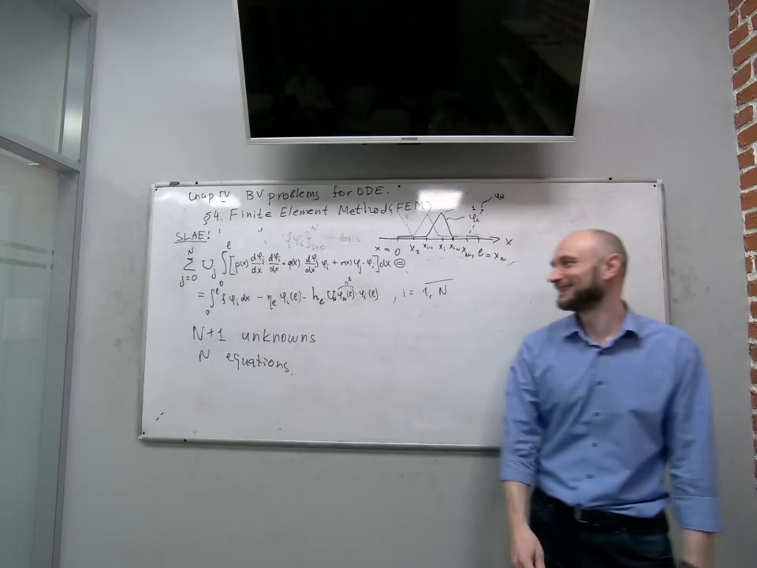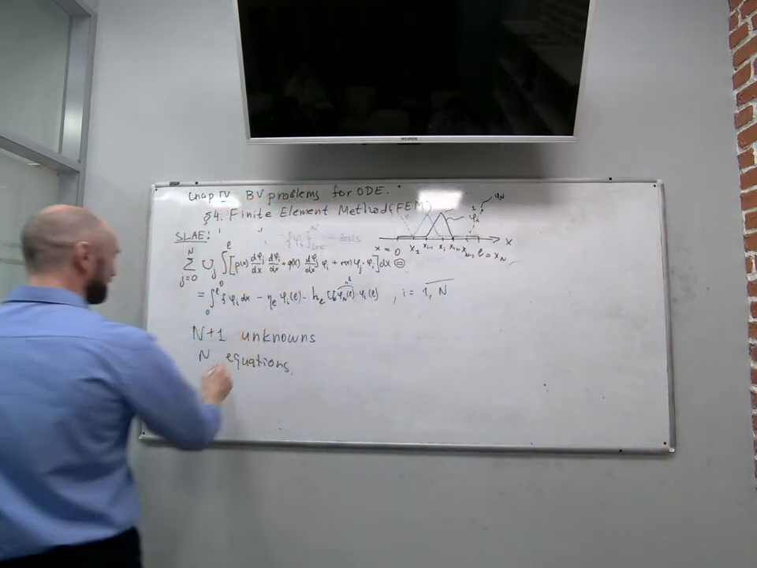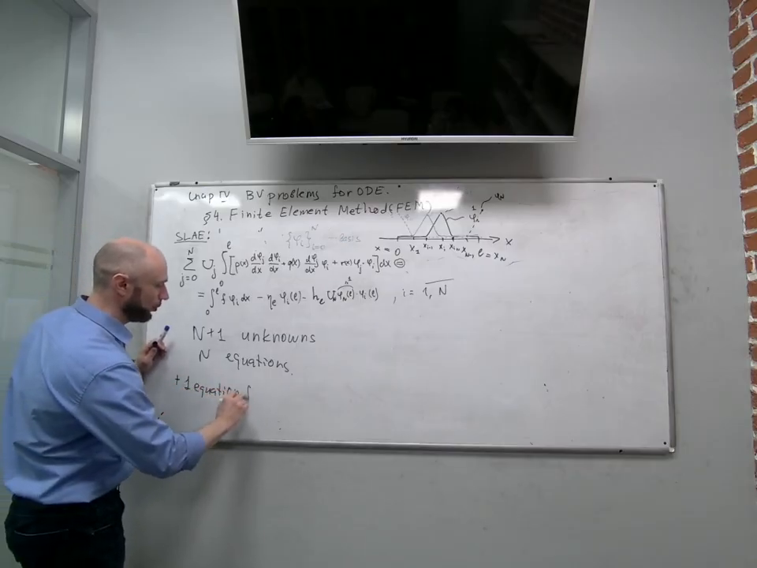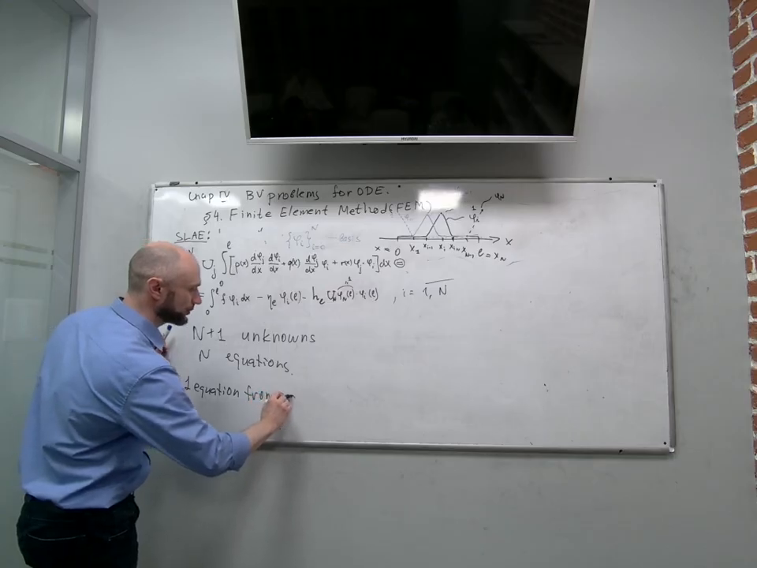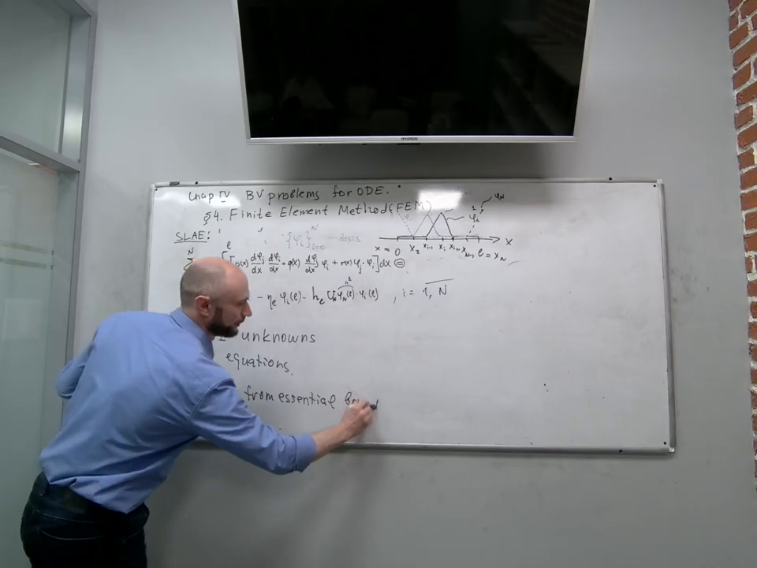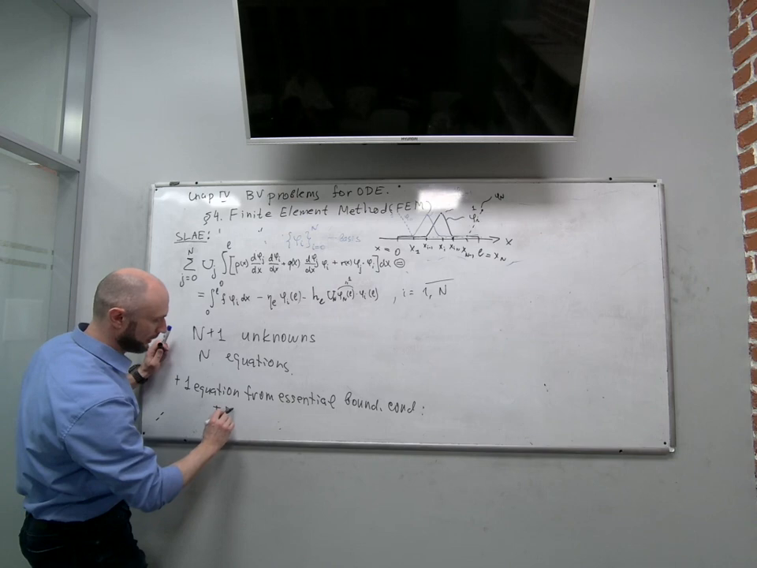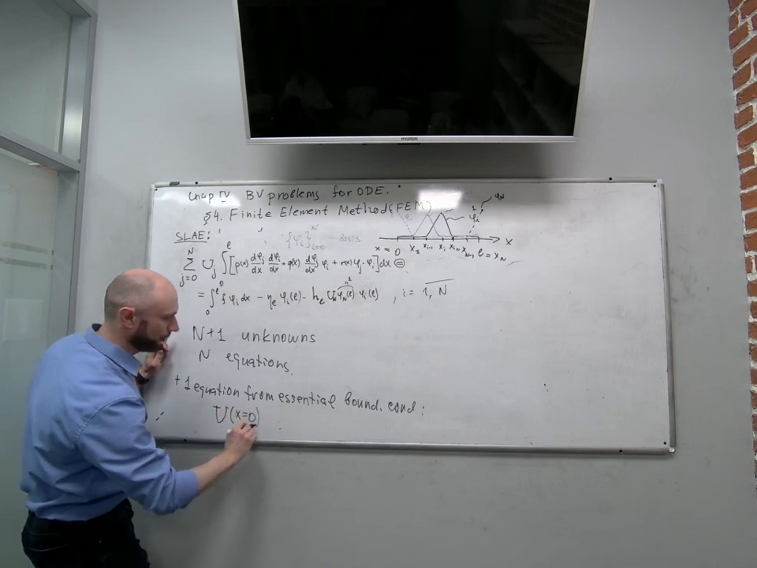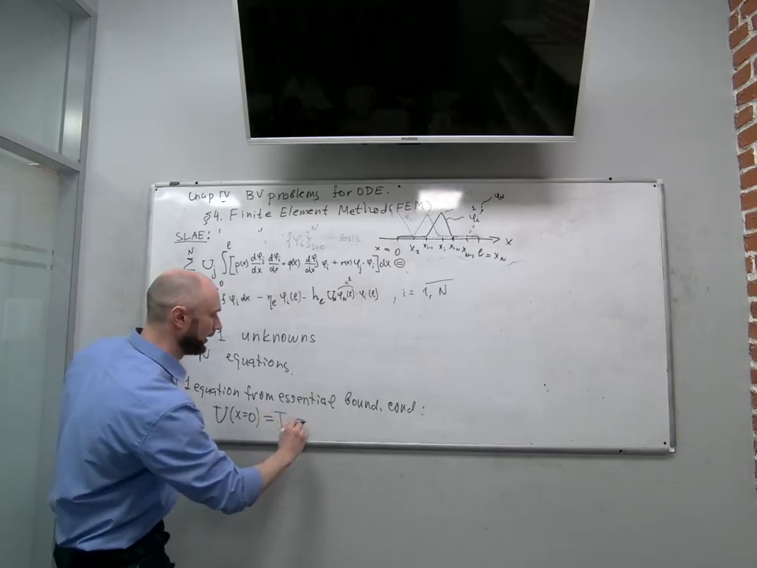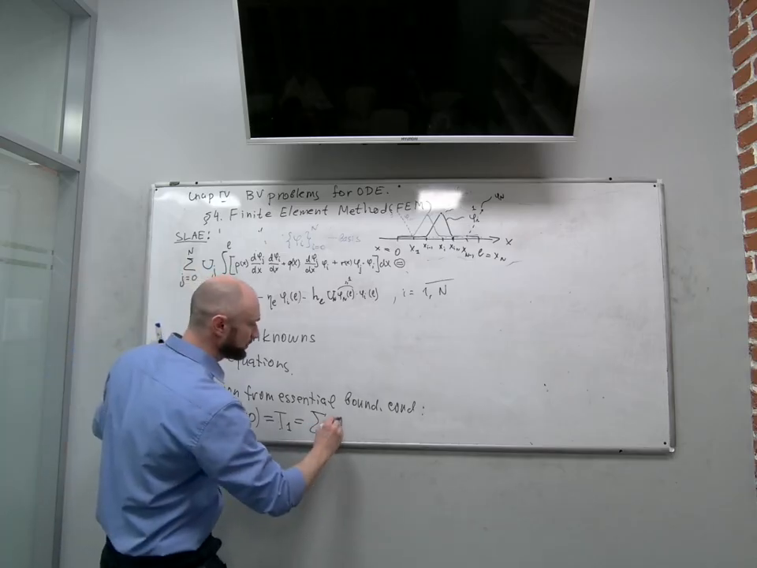We know that U0 equals C1. Plus 1 equation from essential boundary conditions. Namely, u at point x equal to 0 should be equal to t1. Or, in other words, u capital is what? Is an expansion.